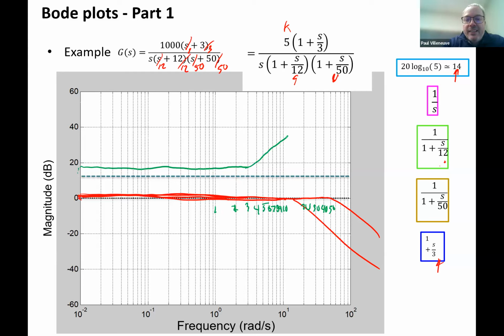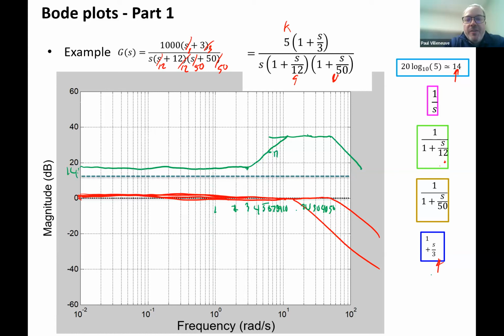Then I'm going to flatten until I hit 50. 20, 30, 40, 50. Then I'm going to go down. So right over here, this is 14. At this point, I've gone up 3 dB. So at this point right over here, this should be 17.